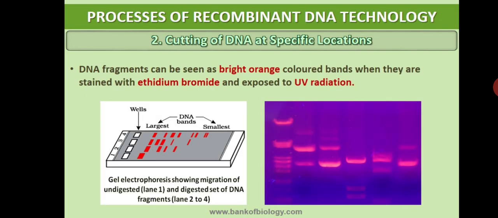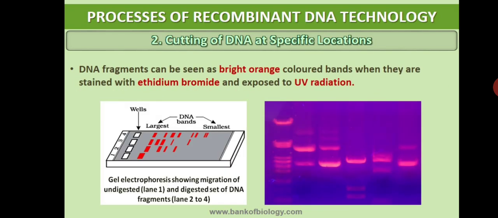Just see in this diagram, you can clearly observe the ultraviolet radiations and the ethidium bromide. When you put the stain, this is how the separated DNA fragments look. They look like bright orange colored bands. Because DNA fragments are not seen with our visible eyes in visible light, you have to pass ultraviolet radiations, in which it is possible to see the DNA bands.